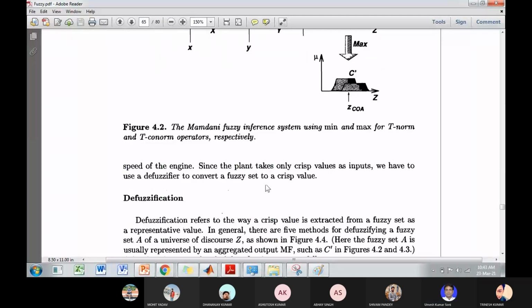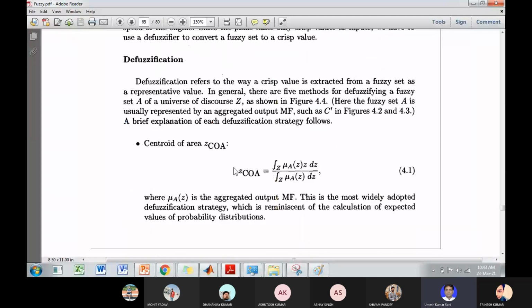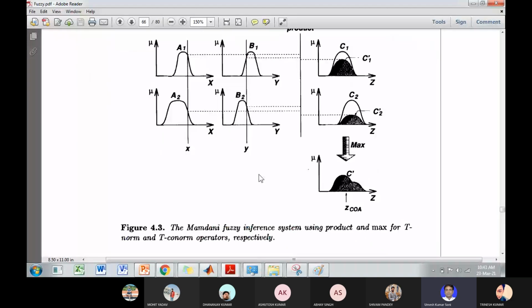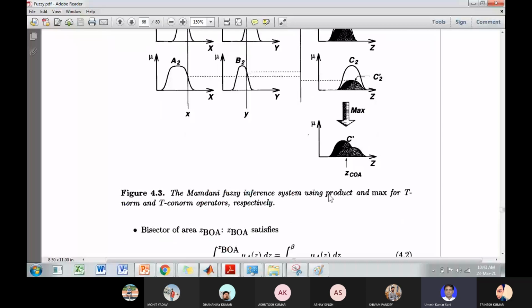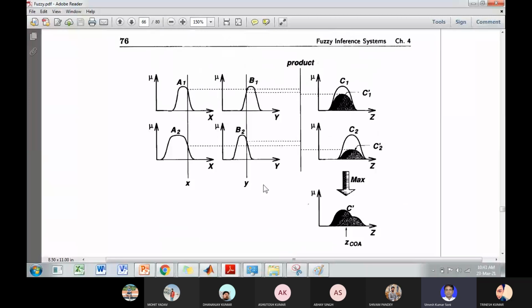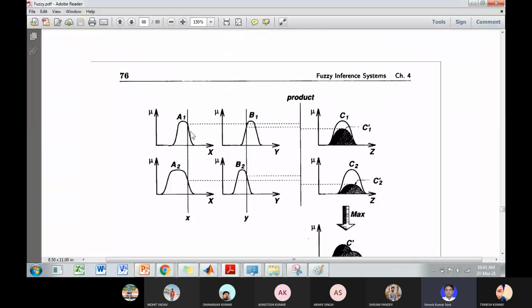In the Mamdani fuzzy inference system, this happens, and later here you can see that you are using the product for T-norm, that is AND, and maximum for the OR operator. Okay, then in that case the fuzzy rule: if x is a1 and y is b1, then z is c1. This is the rule.